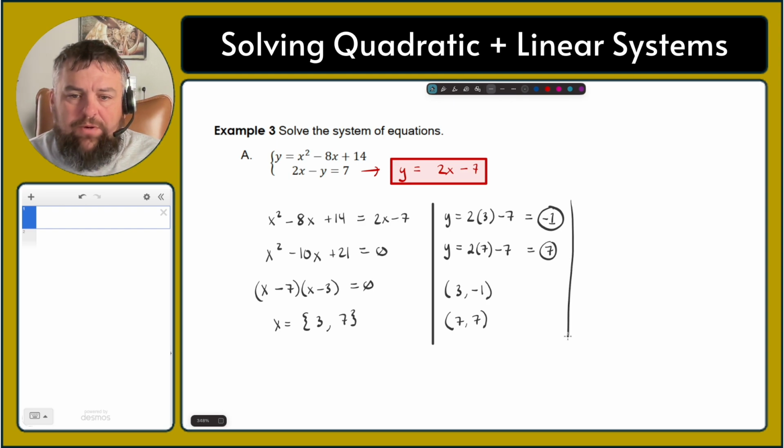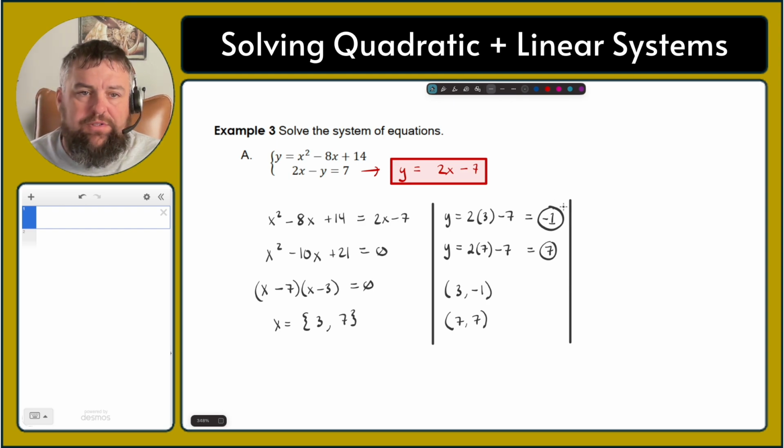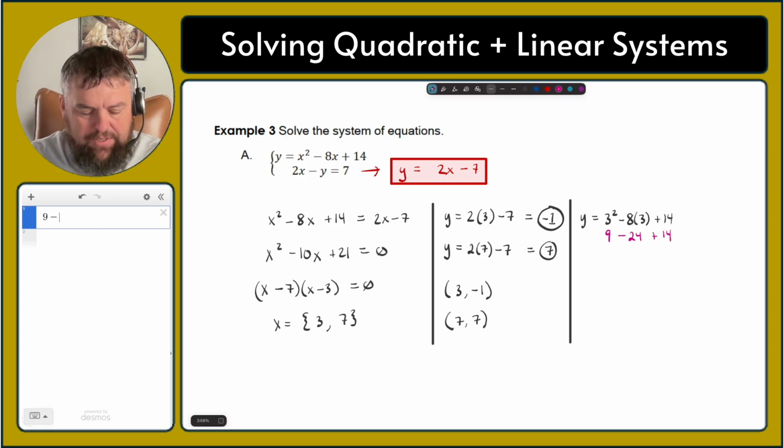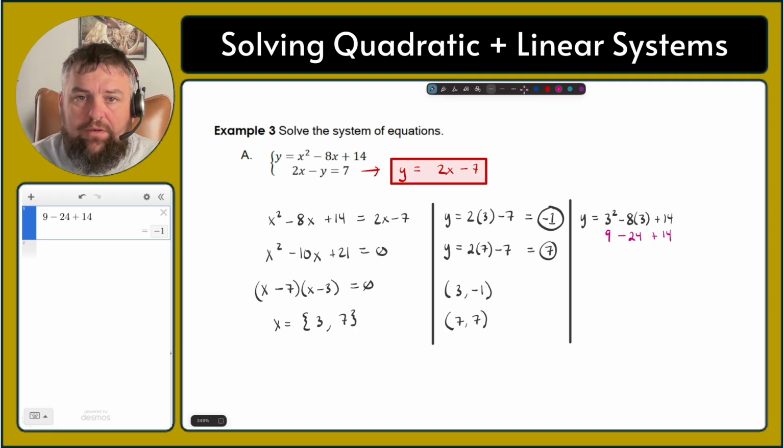Now, what if I had chosen the quadratic side? We should still get the same solutions. Okay, so we're going to have y equals x squared, so 3 squared, minus 8 times 3 plus 14. Okay, well, that's 9. I'm going to go a different color here. So that's 9. That is minus 24. We're going to add 14. So we're going to go 9 minus 24 plus 14. We're going to get negative 1. So this says that one of the solutions is going to be at 3, negative 1.